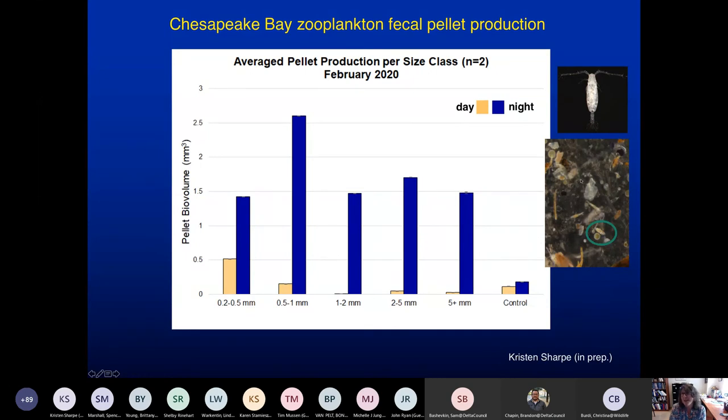And these are some of the fecal pellets here. There's an Acartia species copepod. There's its fecal pellet. Here's another fecal pellet here, probably from a mysid or a small decapod.